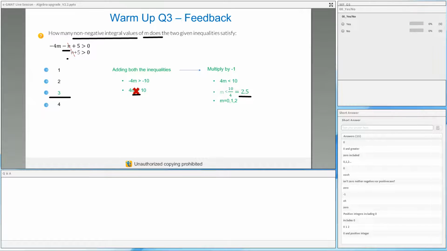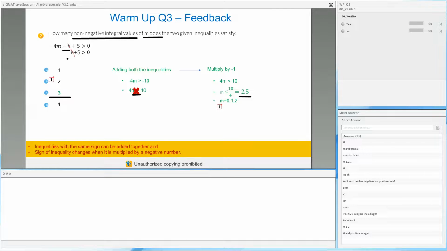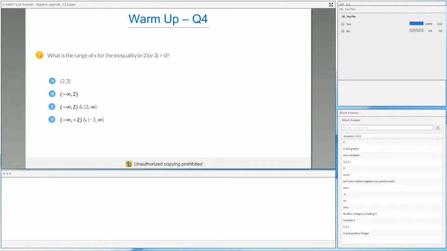So tell me guys, is this perfectly clear? The main key takeaway from this question is that whenever you're multiplying with a negative number, the inequality sign will change. This is very important. Okay? Okay, I can see it's clear to all of you. So let me bring up the fourth question.